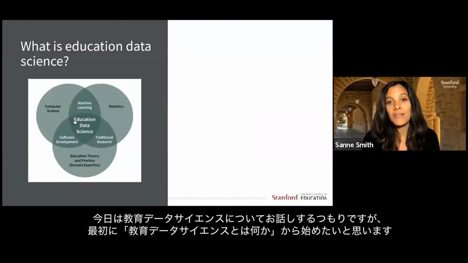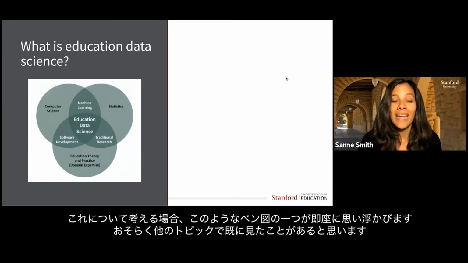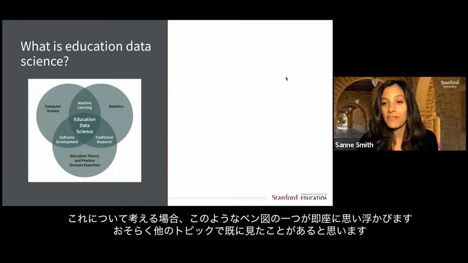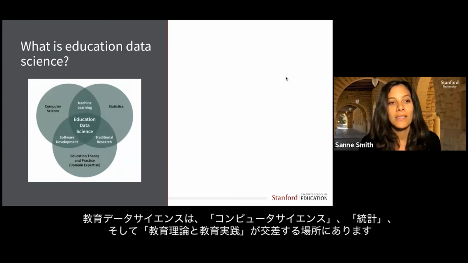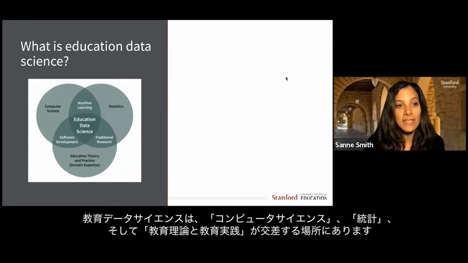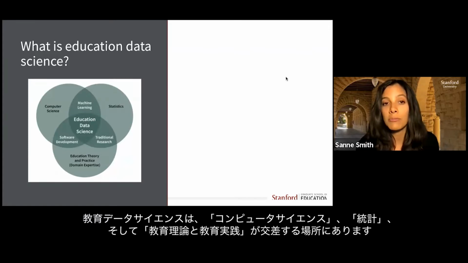So today I wanted to talk to you about education data science. And I wanted to start with what it is in the first place. So if we think about what education data science is, one of these Venn diagrams comes to mind pretty quickly. You probably have seen them for other topics as well. So education data science finds itself at the intersection of computer science, statistics, and education theory and practice.